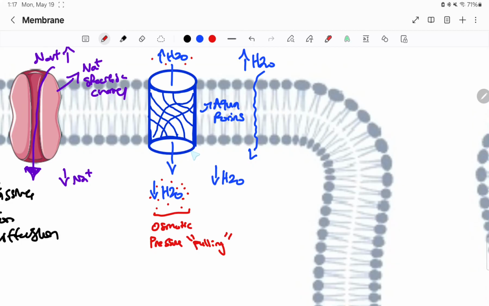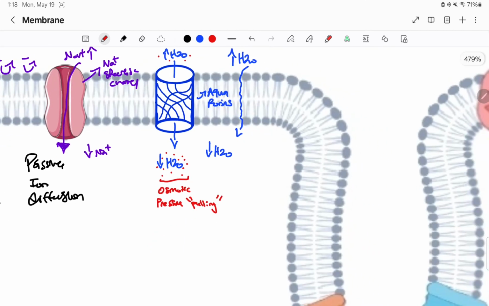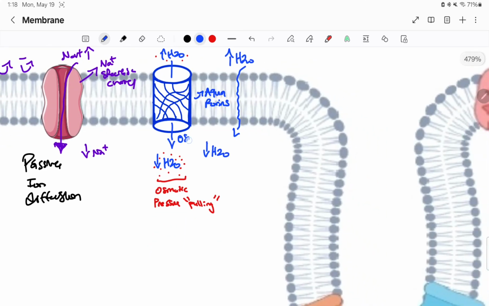So there are really two forces that drive the movement of water. First is the concentration gradient. Second is the osmotic pressure of these non-penetrating solutes. This, my friends, is called osmosis.